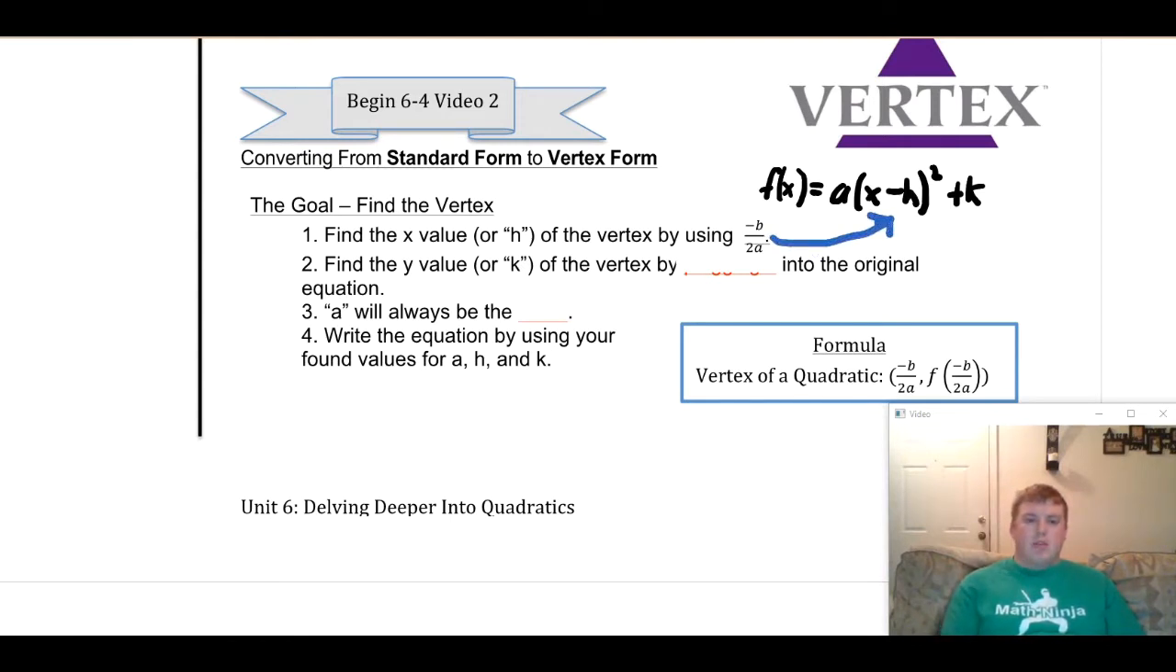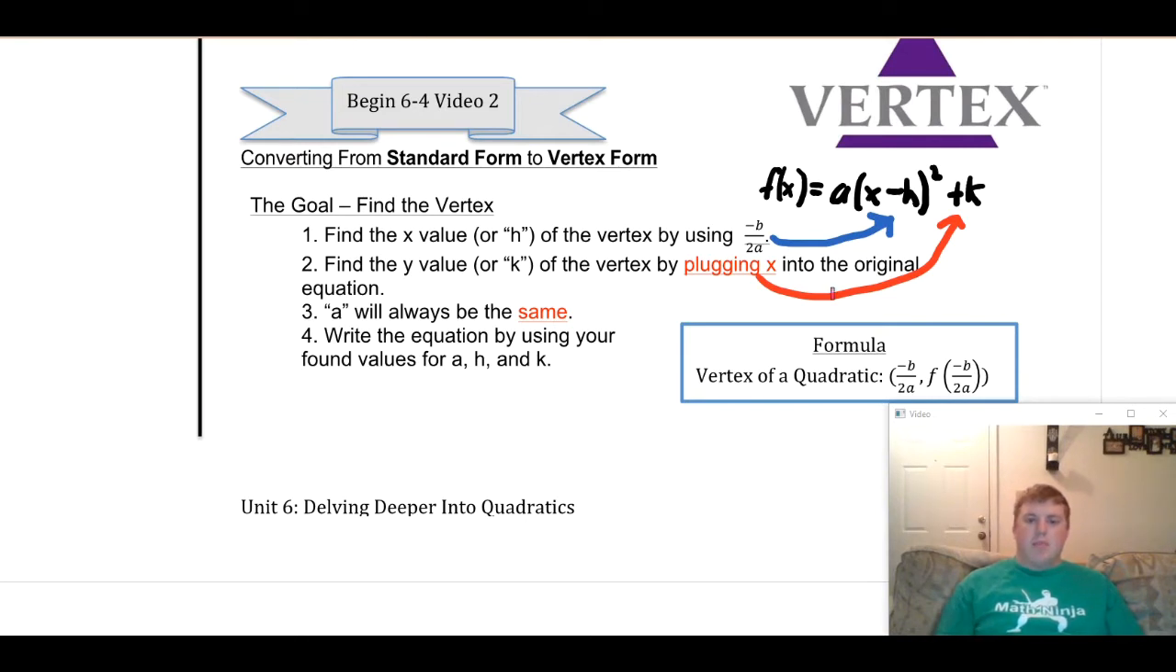And then the next thing we're going to want to do is to take the x value we get by finding negative b over 2a and plug it into the standard form of the equation to find the y value of the vertex. That is our k value. So our y value that we find will go where the k is. And then something to remember is that the a will always be the same. Whatever your a value was in standard form will be your a value in vertex form. And then we want to write the equation by using your found values for a, h, and k.